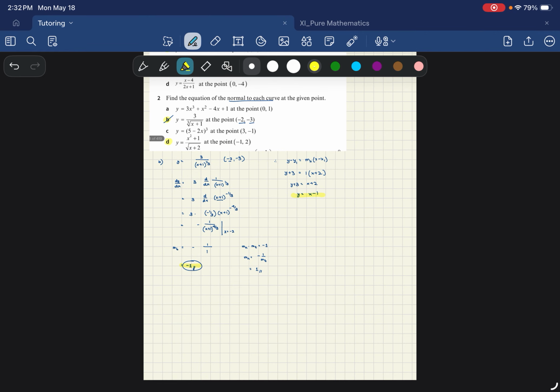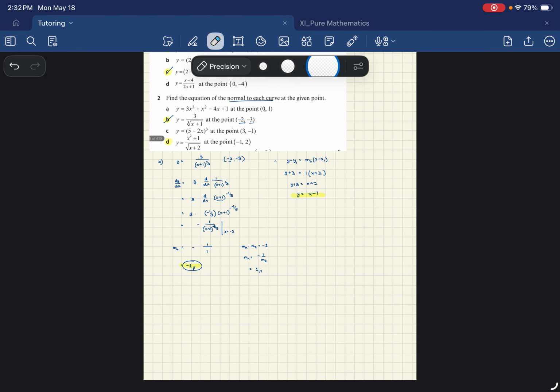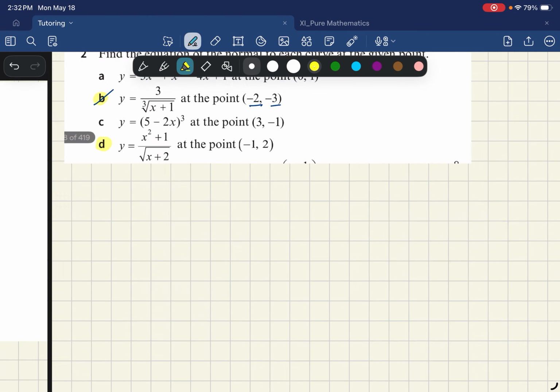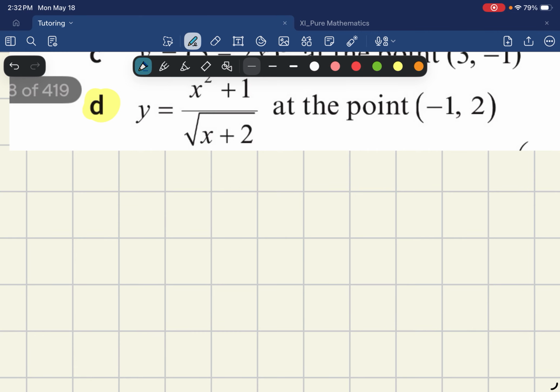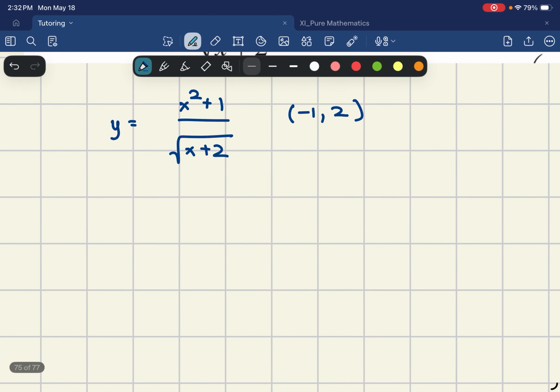Alright, so let's do question D. Let me erase this. So question D, we have y is equal to x squared plus 1 divided by the square root of x plus 2 at the point minus 1 comma 2. So for dy by dx, we are going to use the quotient rule.